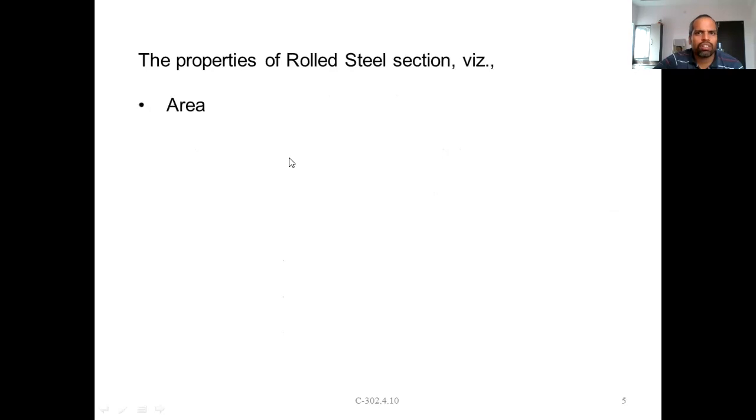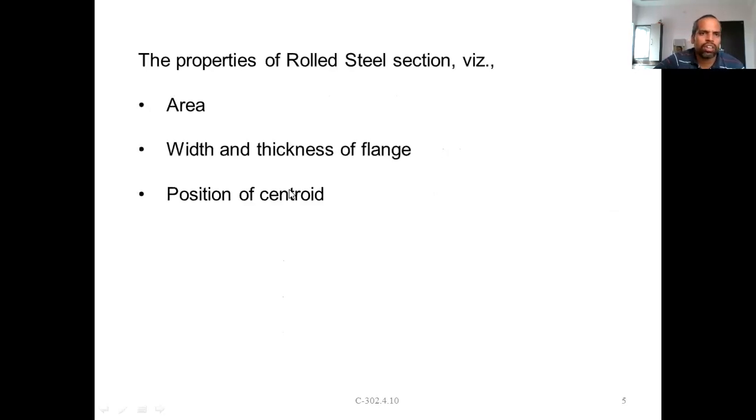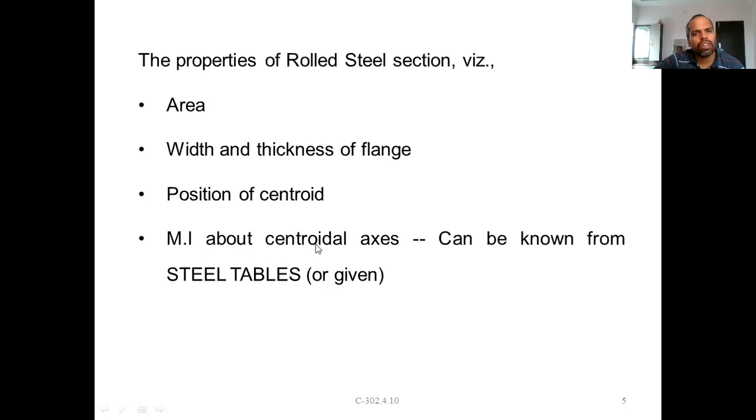The properties of rolled steel sections are generally required in the calculation of moment of inertia. So we require the area, and the width and thickness of the flange. Sometimes we need the width only; the thickness may or may not be required. Then the position of the centroid, which is generally given in the problem, so you need not worry about it. The moment of inertia about the centroidal axis can be known from the steel tables. For different types of sections, moments of inertia about x and y are given, so accordingly you have to calculate.